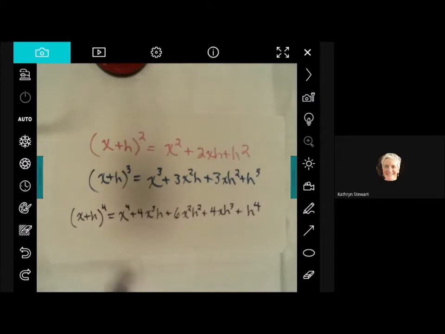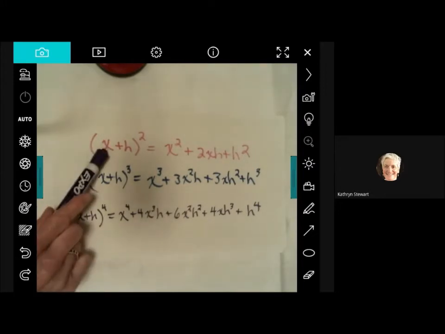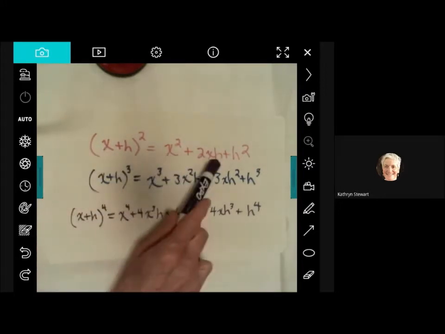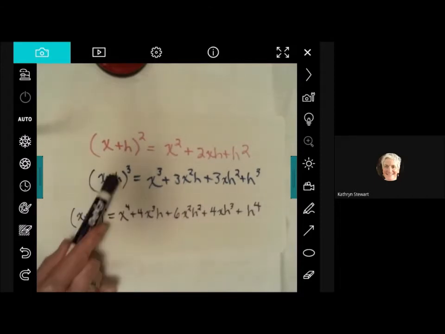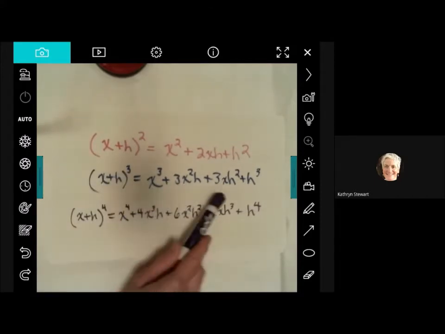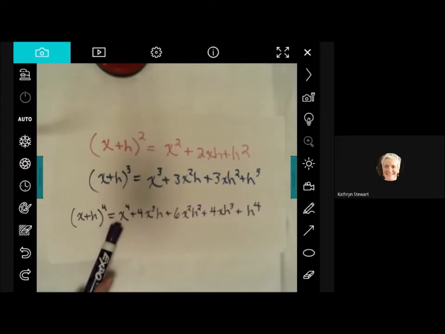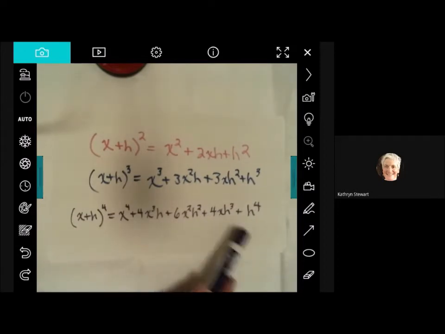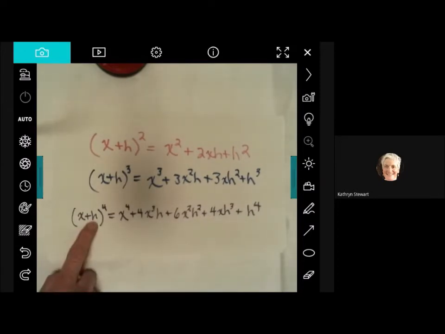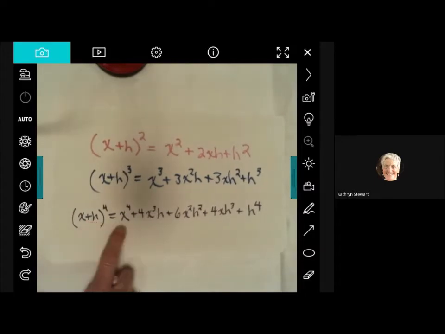If you recall, we discovered a whole bunch of cool patterns. Pause the video and see if you can find the patterns if you're not seeing them. One of the patterns is that the exponent of your first term goes down. So it's x squared, x to the 1, x to the 0. X to the third, x squared, x to the 1, x to the 0. X to the 4, x to the 3, x to the 2, x to the 1, x to the 0. And then your second term, h, goes up: h to the 0, h to the 1, h to the 2, h to the 3, h to the 4.